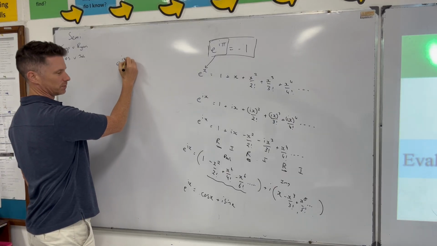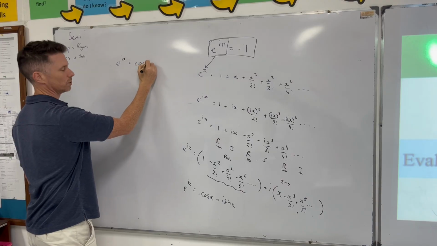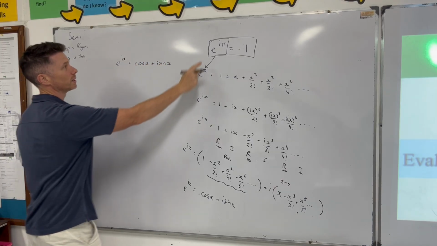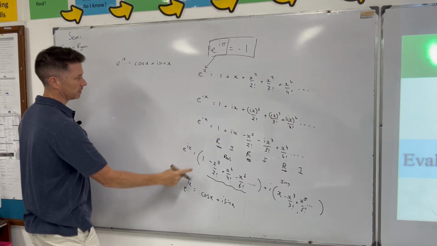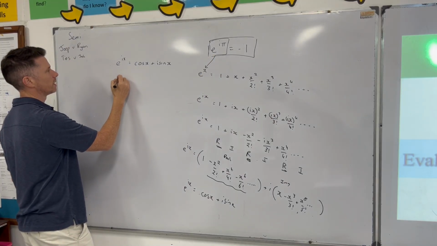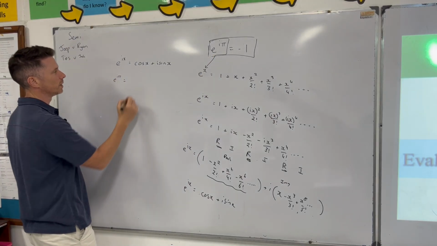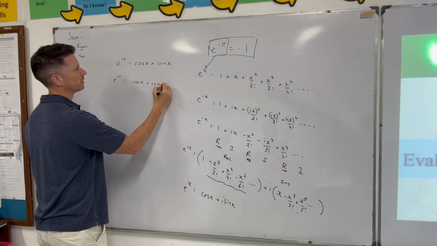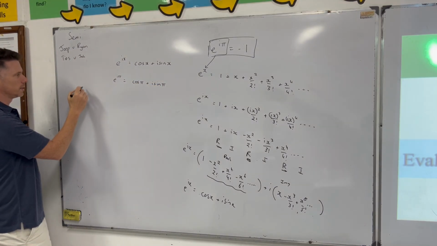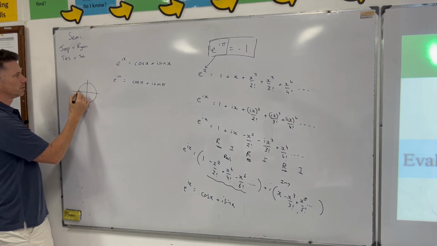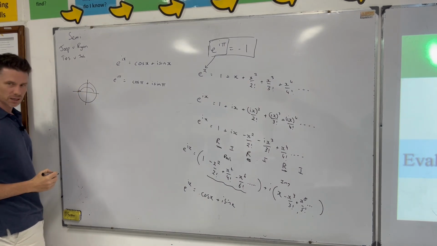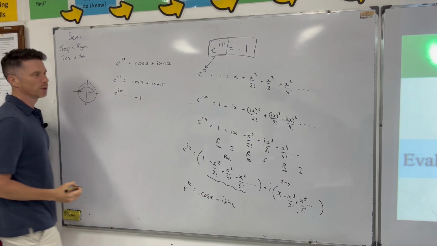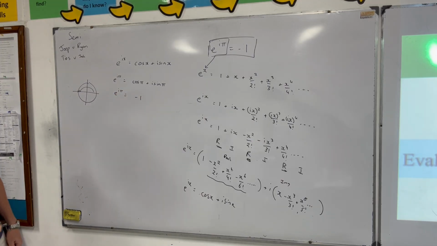So we have e to the ix. I'm just writing this up here again, so we have more space. But the only thing we didn't do yet, of course, is substitute in pi, because we want e to the i pi, not e to the ix. So everywhere there's an x, I'm going to sub in pi. So that's cosine pi plus i sine pi. Tell me something about cosine pi. It is minus 1. Tell me something about sine pi. It's 0.